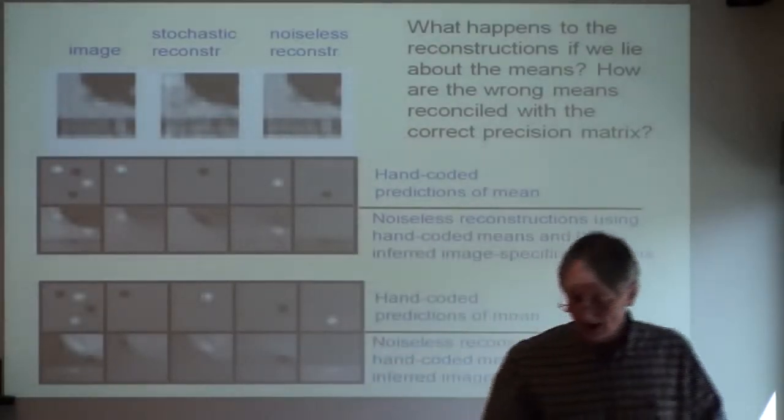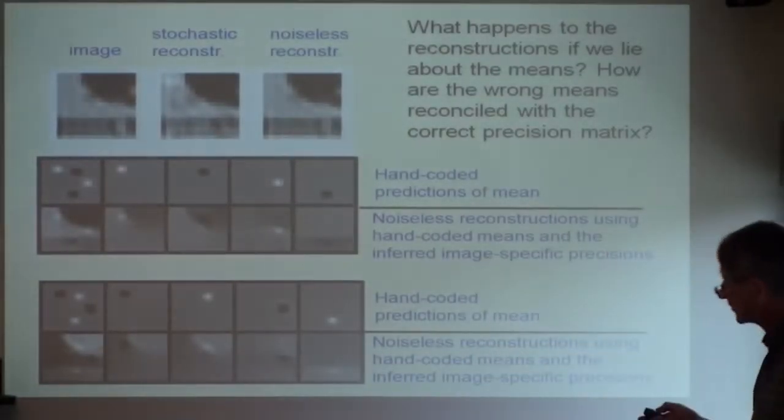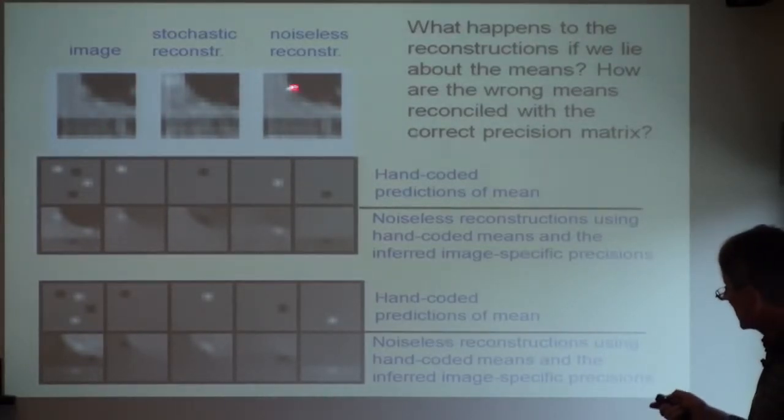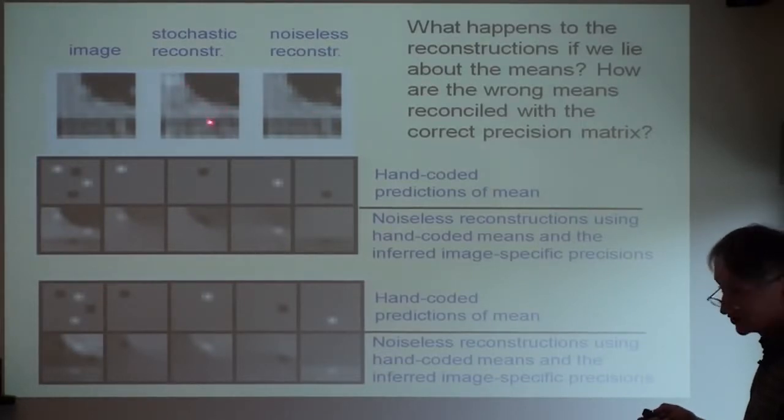Here's an example of what happens after it's learned on black and white images. Here's an image patch. Here's its reconstruction of the image patch if you don't add noise, which is very good, from the mean and covariance hidden units. Here's the stochastic reconstruction, which is also pretty good. But now we're going to do something funny.